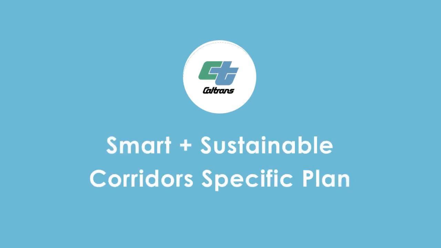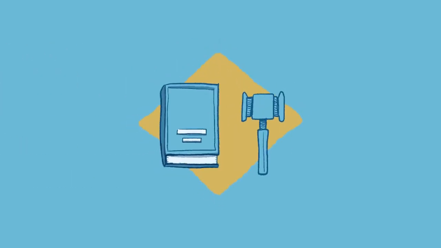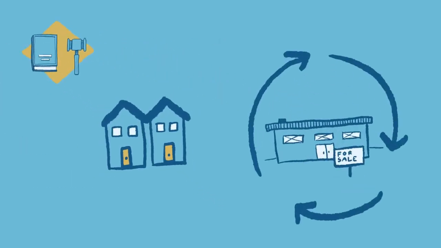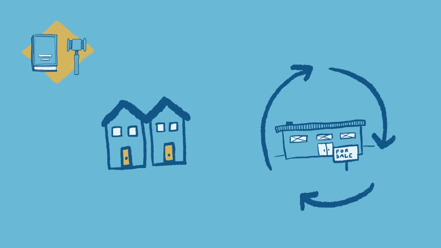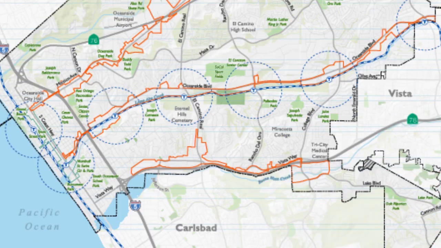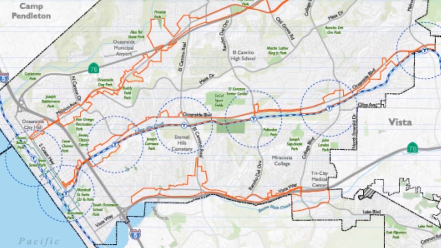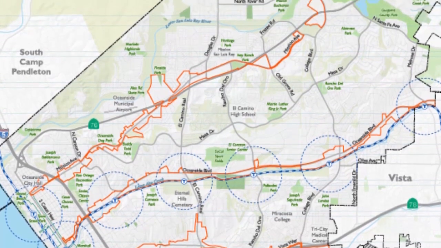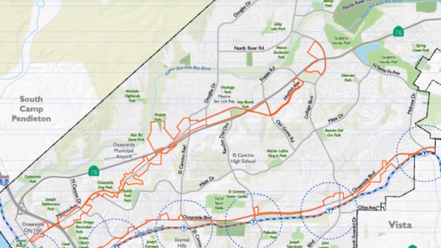Supported by grant funding from the California Department of Transportation, the Smart and Sustainable Corridors Specific Plan will establish the policy and regulatory framework for infill and redevelopment within the city's principal inland commercial corridors, including the Mission Avenue Highway 76, Oceanside Boulevard, and Vista Way Highway 78.